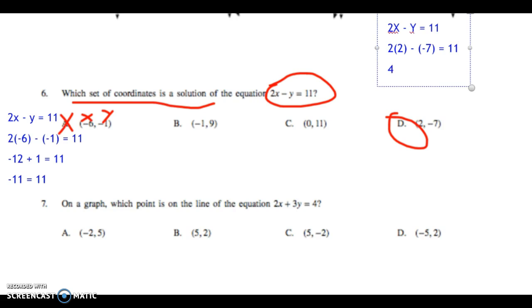So 2 times x, which is 2, minus the y value, which is -7, is equal to 11. 2 times 2 is 4. Minus -7 becomes +7, equals 11. And then 7 plus 4 is 11. Check that out: 11 equals 11. Since this is equal, that means this point is a solution to this equation.